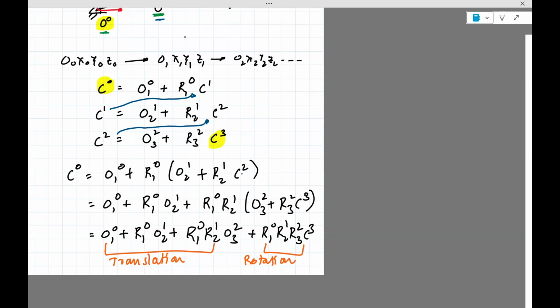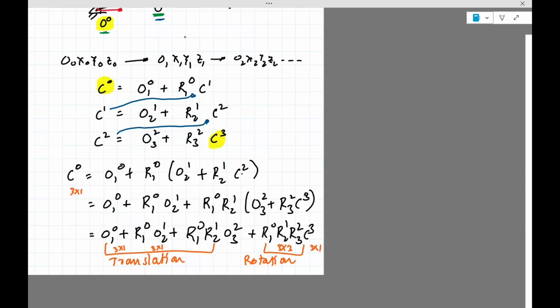These are all 3 cross 1, so C0 is 3 cross 1, and this is 3 cross 1, and when you do this multiplication with a 3 cross 3, you get 3 cross 1. So instead of trying to represent motion as combined translation and rotation using a 3 cross 1 matrix, we'll actually use a 4 cross 4 matrix to do combined rotation and translation, and that will make our life much easier, as you'll see.